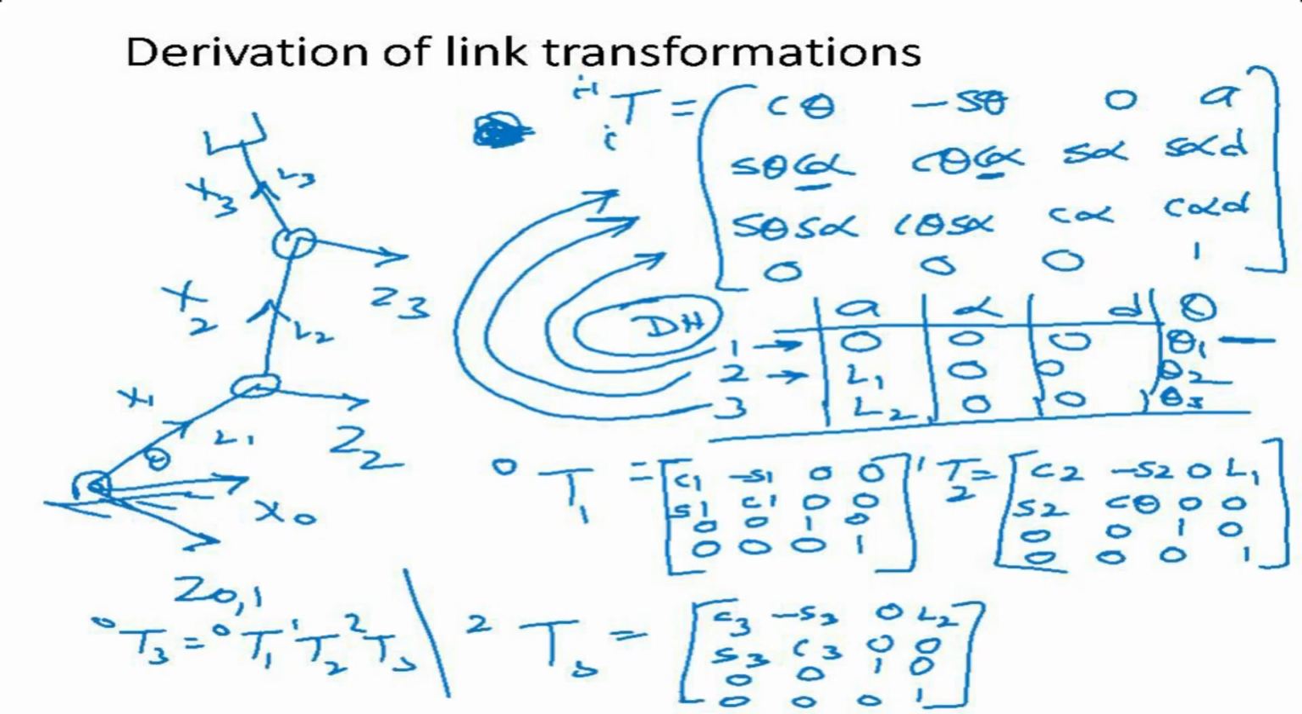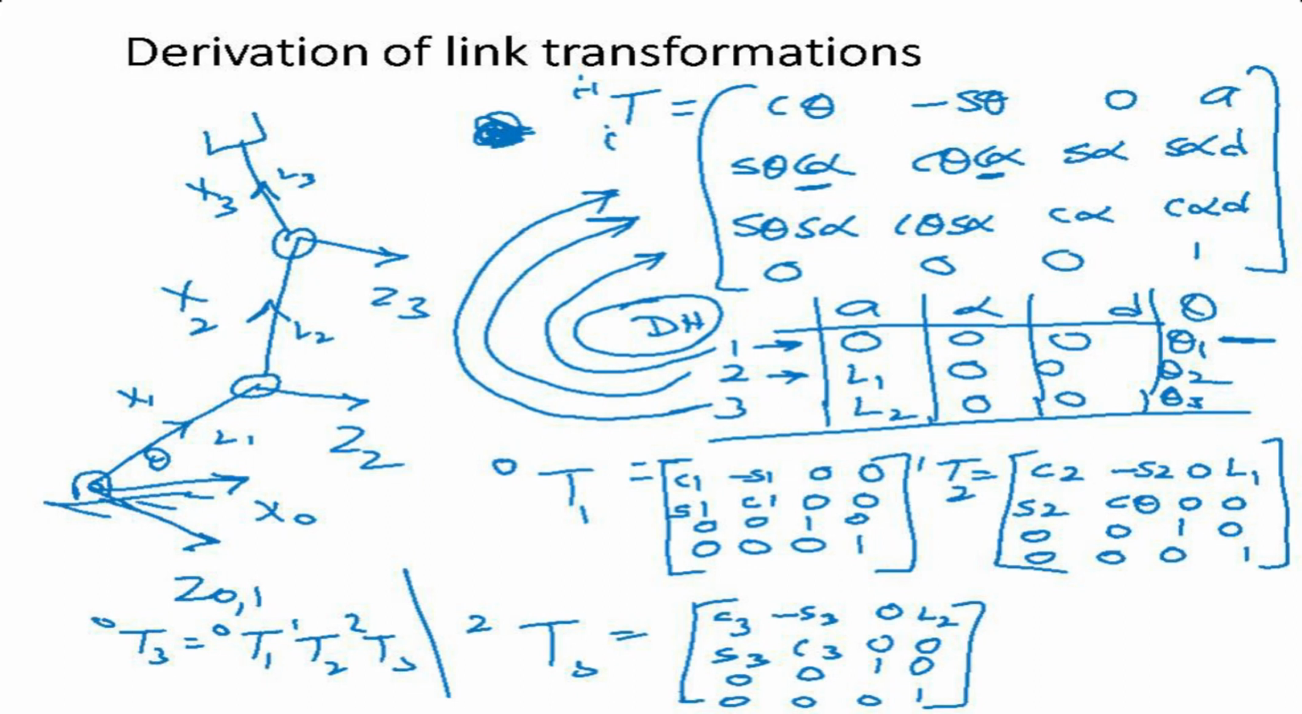Now I take the second row from here and put it in this matrix. That is going to give me T 1 to 2. So this is my matrix T 1 to 2. What are the values? A is L1, alpha is 0, d is 0, and theta is theta 2. That's the variable. Now I take these values and put them into this generalized matrix.